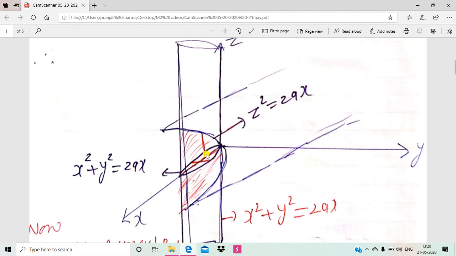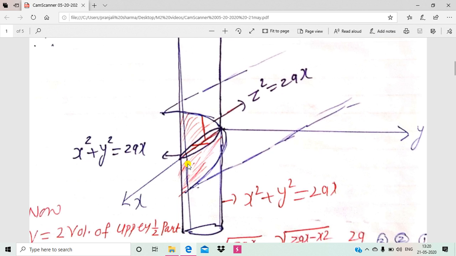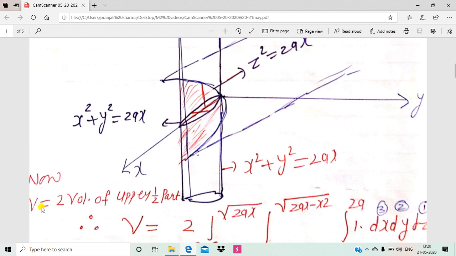To find the whole volume, we can find only the upper part and multiply it by 2, since the figure is symmetric on both sides. So to find the volume, we use: volume is equal to 2 times the volume of the upper half part. So we have to find out this much volume now and multiply it by 2 to get the complete volume which is bounded by both the cylinders.